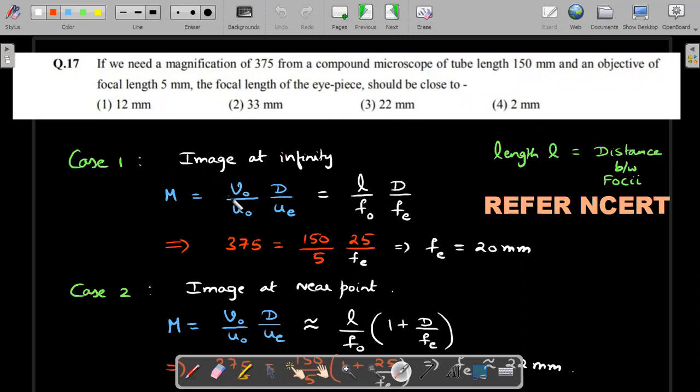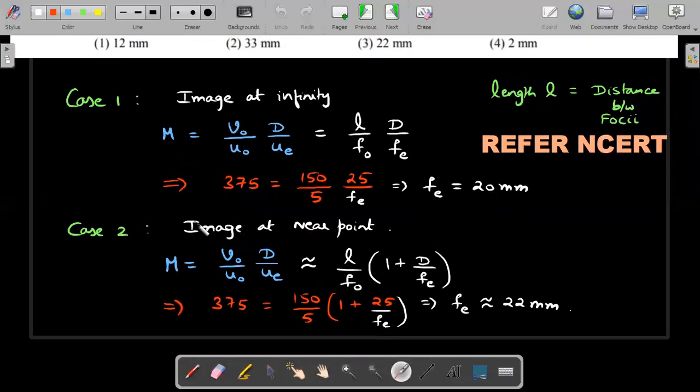Okay, so formula wise, in image tending to infinity case, this formula becomes simply L divided by FO into D divided by FE. I substitute the corresponding numbers, you get FE is 20 mm, which he says close to. So if you are brave enough, you could have marked immediately this one, but just for sake of completeness, you can go further into checking the image at near point case, where your D by UE will become approximately.